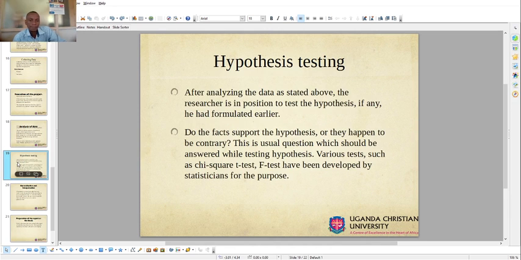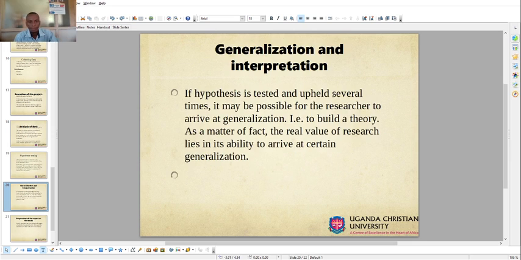Hypothesis testing is another step here. Recall we set our hypothesis. Now we have to test that hypothesis. Okay. We want to see whether what we think is right. So there are tools you use to test the hypothesis. You can't test the hypothesis by merely looking at the data. You have to run some tests, like the chi-square test and F-test. When you get time, you go through those tests.